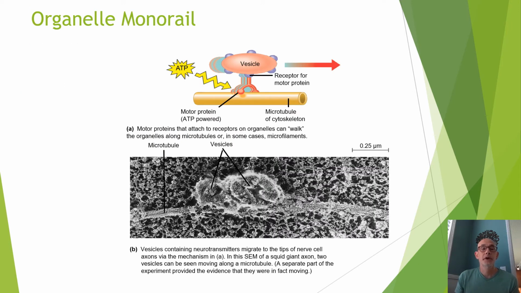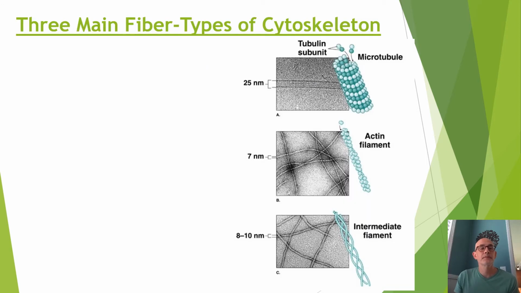So this is our organelle monorail. So this is the vesicle. It's attached to these proteins. The ATP causes these to move like little feet, kind of like drags it along the cytoskeleton, this one being in the microtubules. The video of it is really cool.